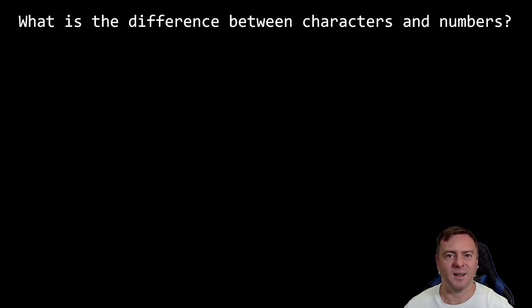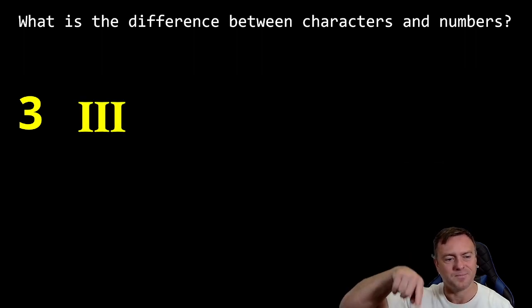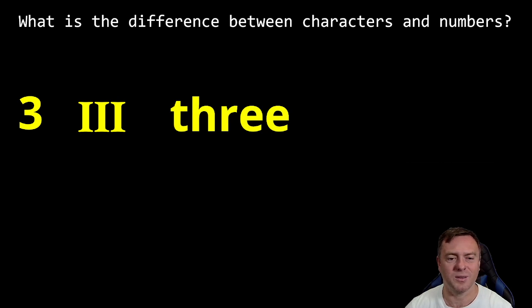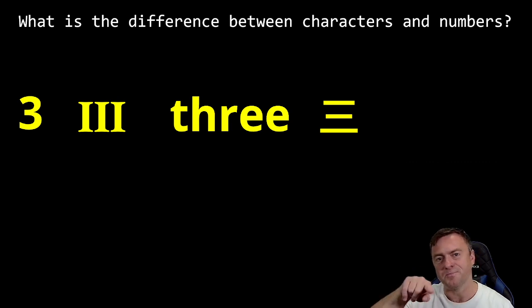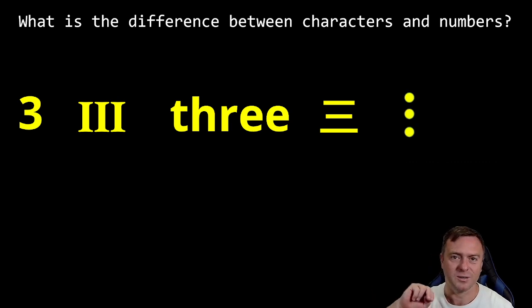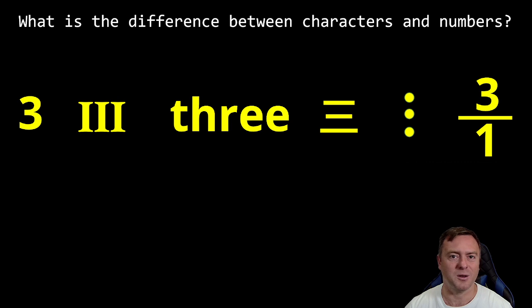So if I said the number 3, we have a whole heap of different ways of representing that. We can write it like that, which we're all pretty much familiar with. We could write it like the Romans did with 3 lines. You could then write it with the word 3. You could do it the Chinese or Japanese way with 3 dashes. You could do it with 3 dots, or you could write it like 3 over 1. There's a whole heap of different ways here.